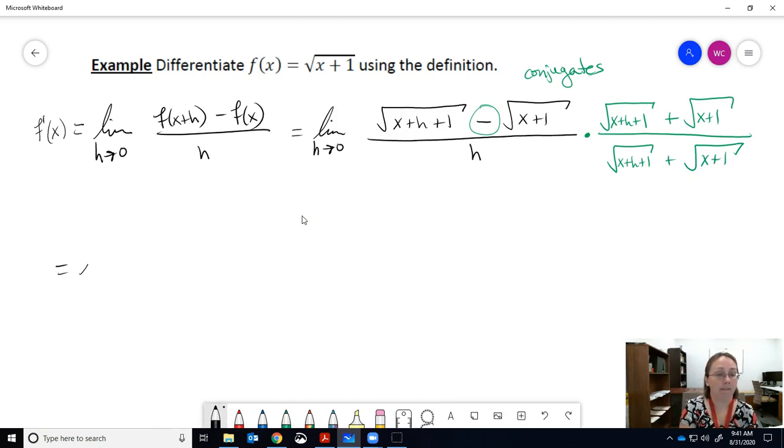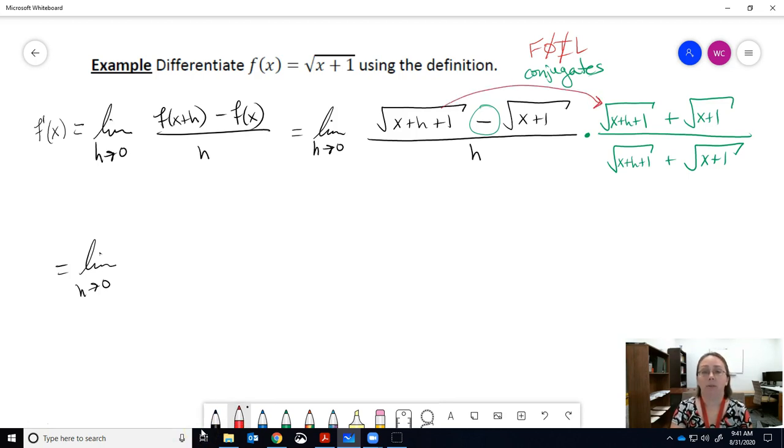All right, we have the limit as h goes to 0. What happens when you multiply conjugates? You use the FOIL method, but with conjugates, the middle terms always cancel. So if we multiply the first terms here, square root times itself, well, the square root disappears. We end up with x plus h plus 1.